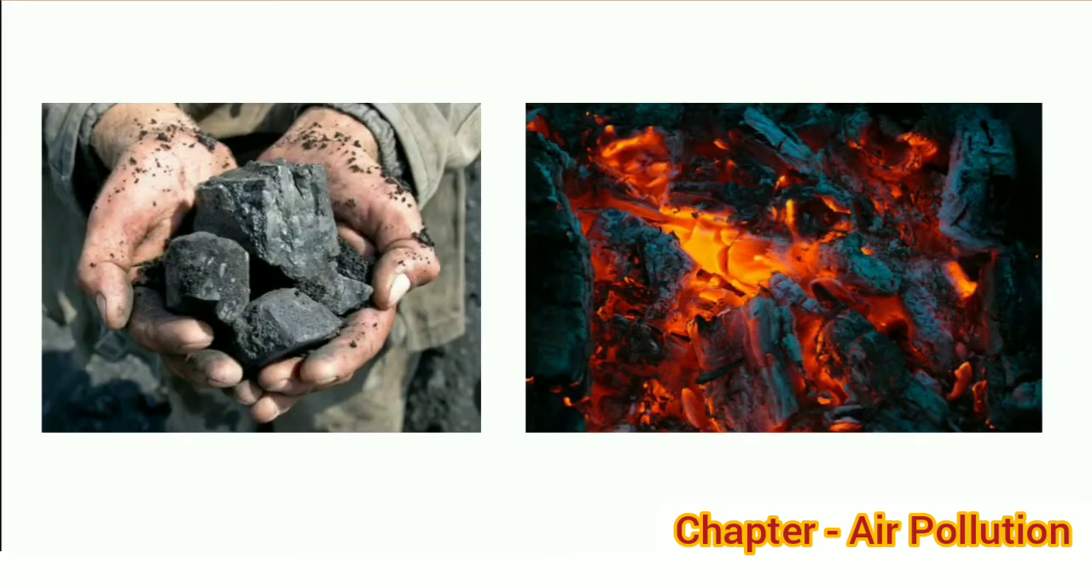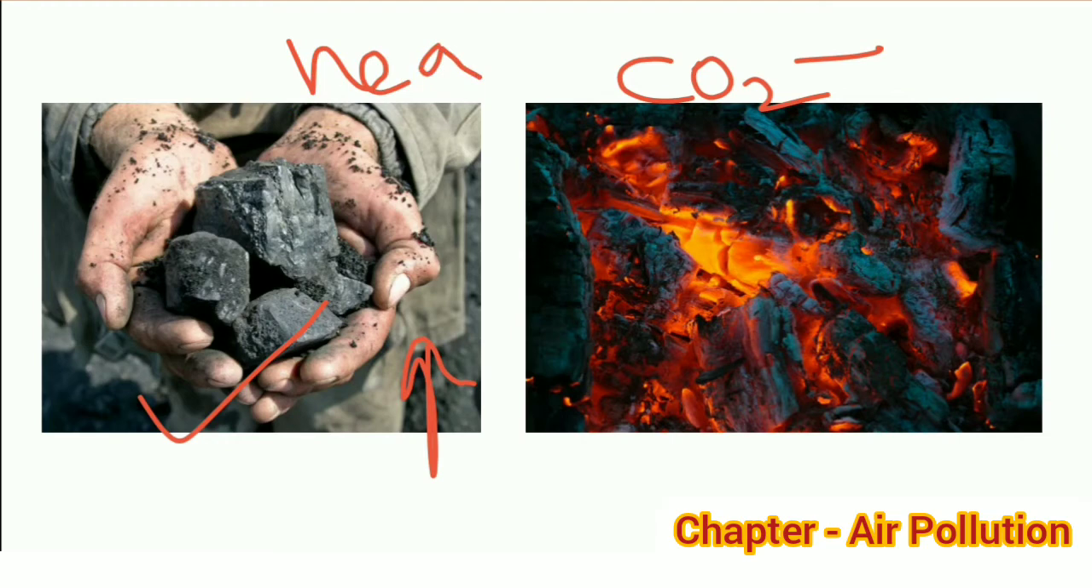Now, what are the causes of the increase in the concentration of greenhouse gases in the atmosphere? First, coal and wood, when burned as domestic fuels, release carbon dioxide, CO2 gas, into the atmosphere. And students, we have learnt very well that carbon dioxide is a very good conductor of heat, and hence it increases the temperature of the outer atmosphere.